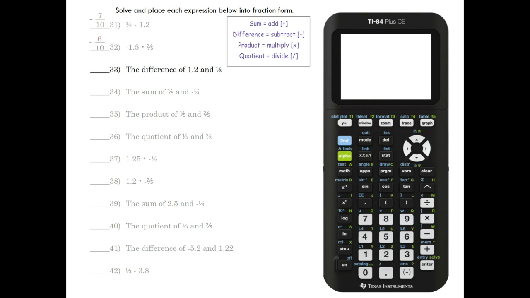33, the difference of 1.2 and the fraction 1 over 3. The difference, I gave it to you over here. The difference means you subtract. Sum means you add. Difference means you subtract. Product means you multiply. And quotient means you divide.